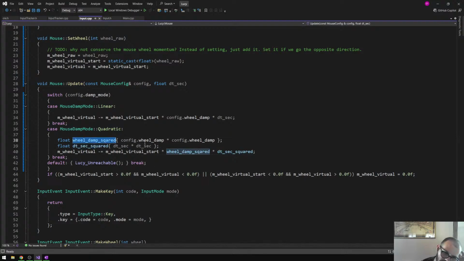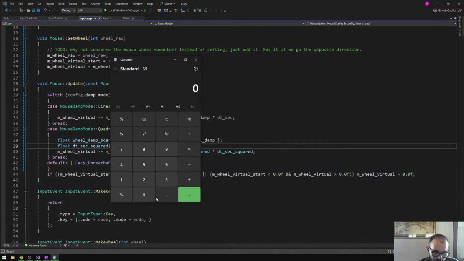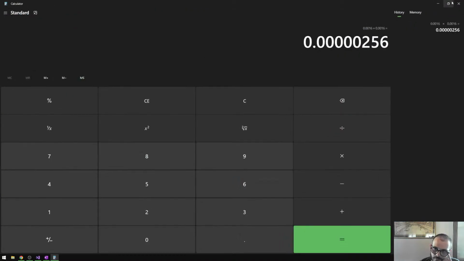The damp squared. So in our case, oh, because the delta time would be very small. The delta time is incredibly small. That's why. Multiplying something like that, we get something way smaller. Yeah.